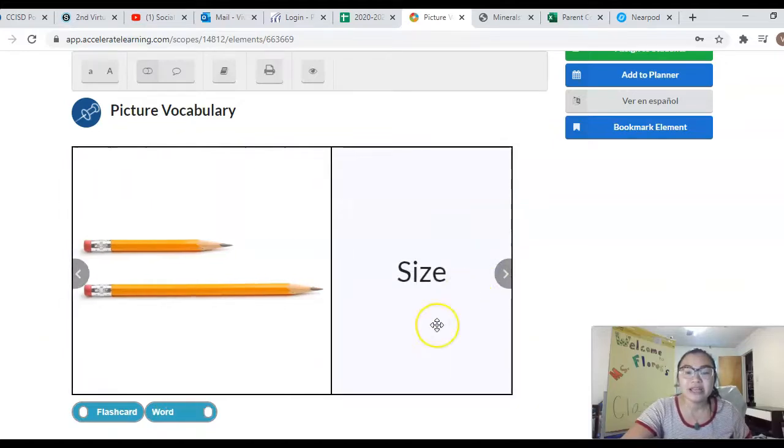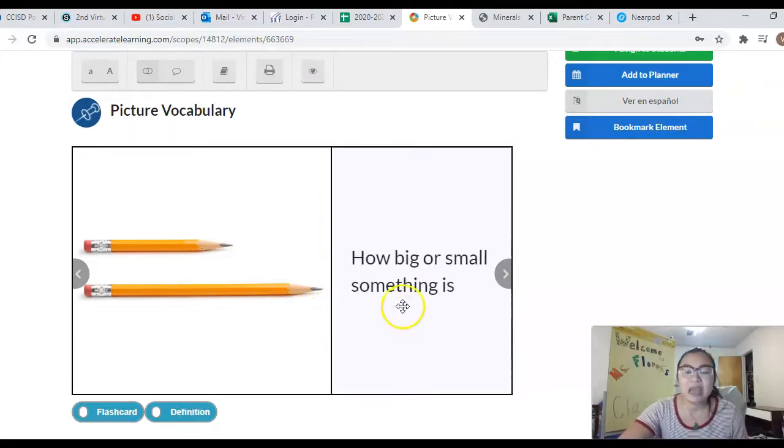Our next word is size. And they showed us in the picture we have two different sizes of pencils. We have a pencil on top and we have a pencil on the bottom. You might say the pencil on top is smaller or shorter, and the pencil on the bottom is bigger or longer. Let's find out what they have down as the definition of size. How big or small something is.